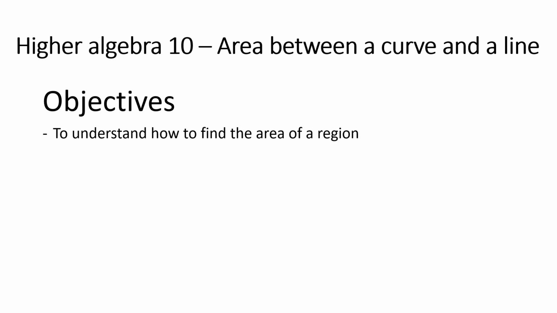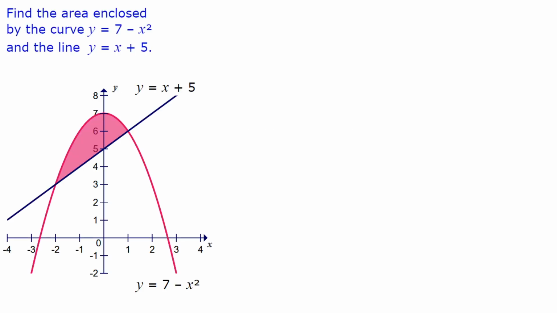Hi guys, today we're going to work out the area between a curve and a line. Alright, so let's get straight into it. If we have something like this, where we have to find the enclosed area, how are we going to find it? Well, first and foremost, we need to work out what the x-coordinate here and the x-coordinate here is. So let's solve this.